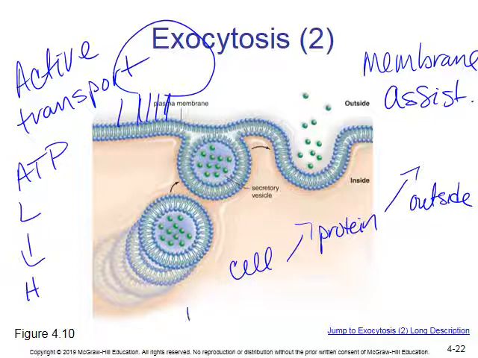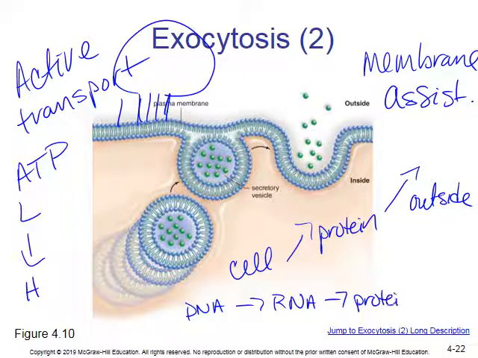So we have gone the pathway, right? DNA to RNA. We've made a protein. We went through the Golgi apparatus. We packaged the protein, and now we're sending the protein to be excreted. You see how this is called a vesicle? This is a vesicle right here. It's a phospholipid bilayer, but it's a tiny little sac, right?